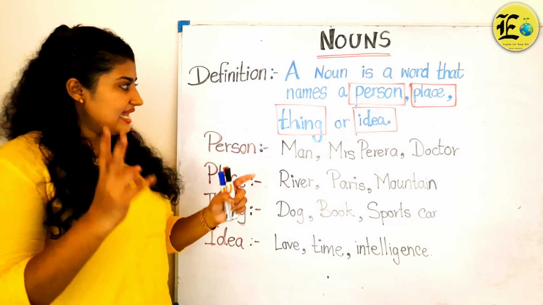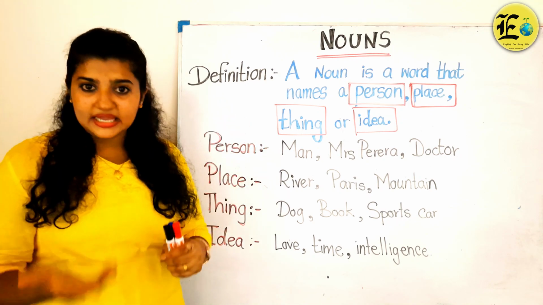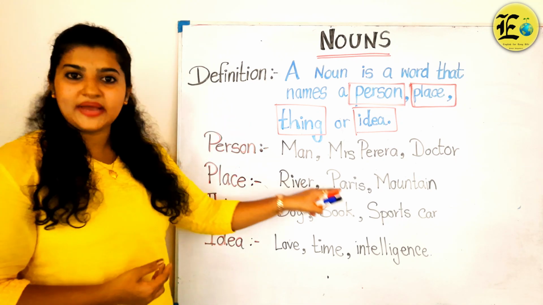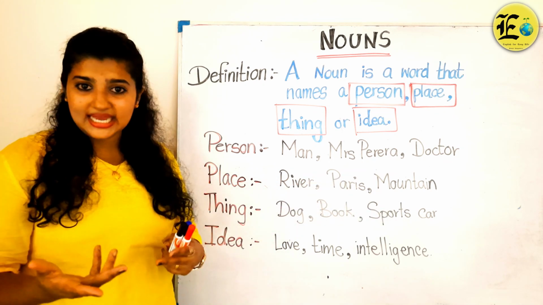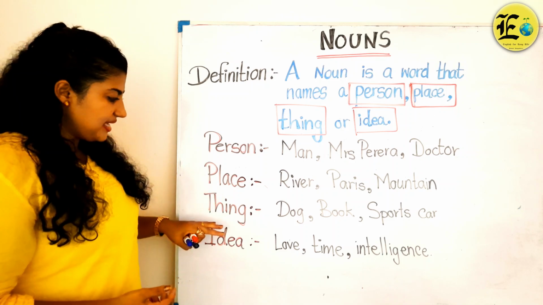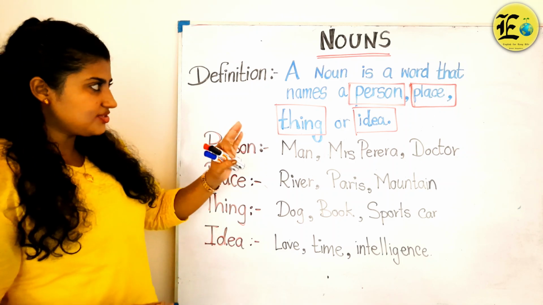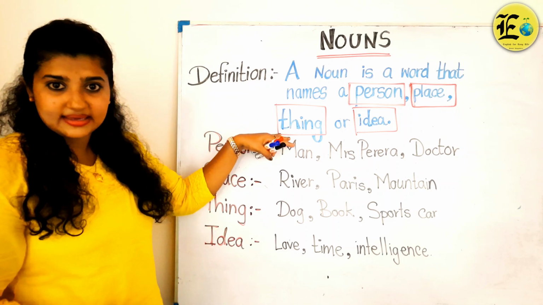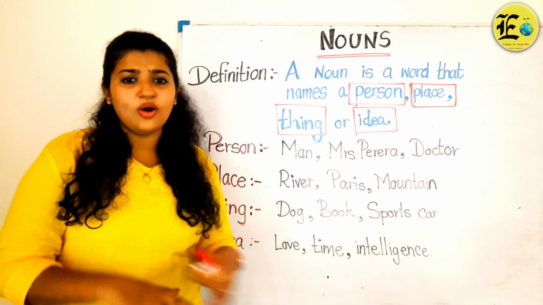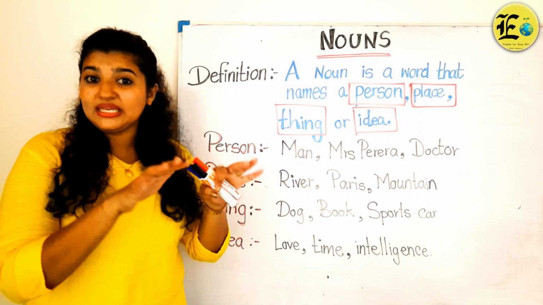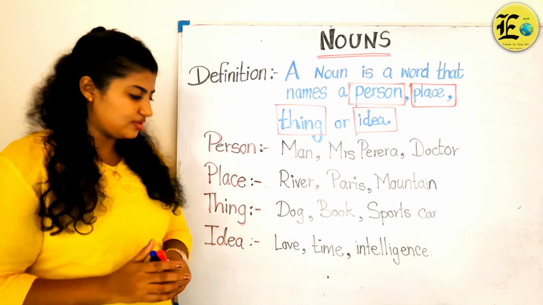Next is the name of a place like river, Paris, mountain. They are the nouns that describe or state the place. Next we have a noun that is also a word that describes a thing, just like dog, book, sports car, or any kind of things that could be touched are also nouns.